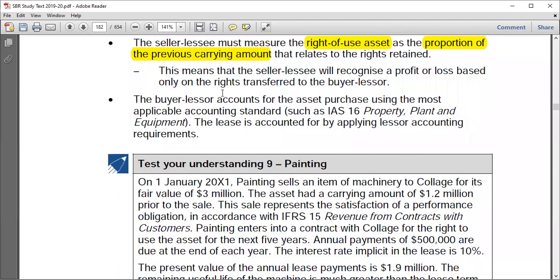What about the buyer lessor? The buyer lessor accounts for the asset purchased using the most applicable accounting standard. You might have acquired PPE, or maybe an investment property; it really depends. The lease is accounted for by applying lessor accounting requirements, just like normal. If it's an operating lease, use the straight line method. If it's a finance lease, record a lease receivable. As for the lessee, it doesn't matter if it's an operating lease or finance lease, just debit right of use asset and credit lease liability.